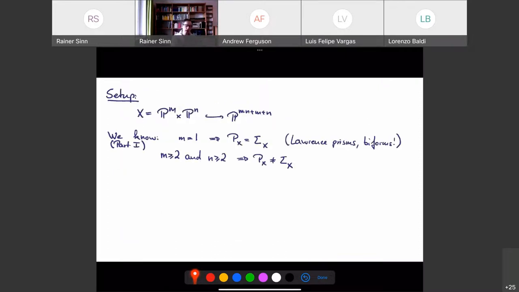Cool, and so more generally, of course, we can do this in any number of variables, and then we can ask, is every non-negative polynomial a sum of squares? And then we know, so the classification theorem that we saw in part one tells us that every non-negative polynomial is a sum of squares if one of the two factors, let's say, without loss of generality, the first one, is a P1.